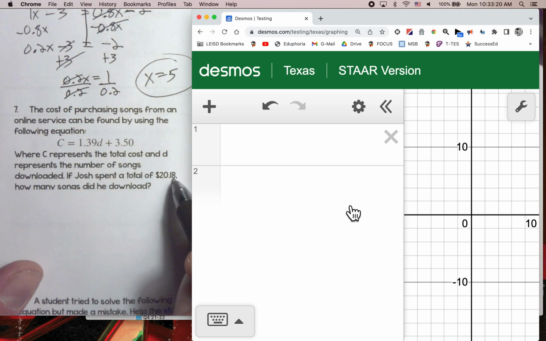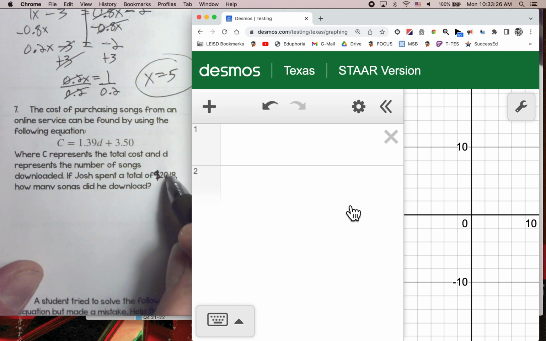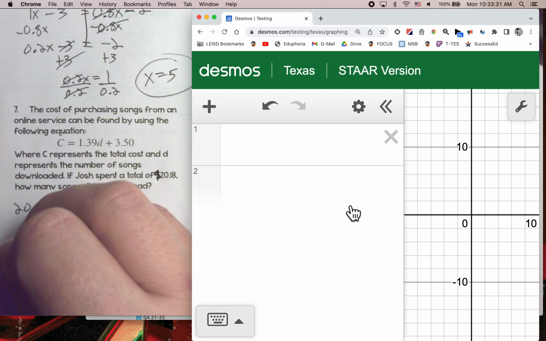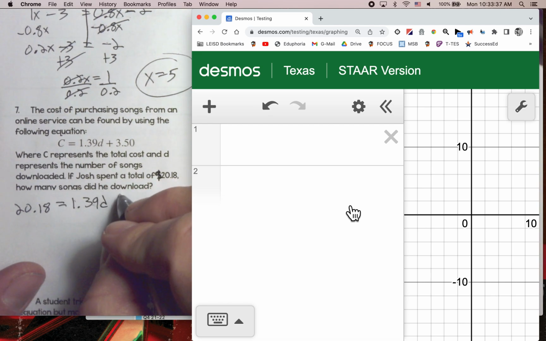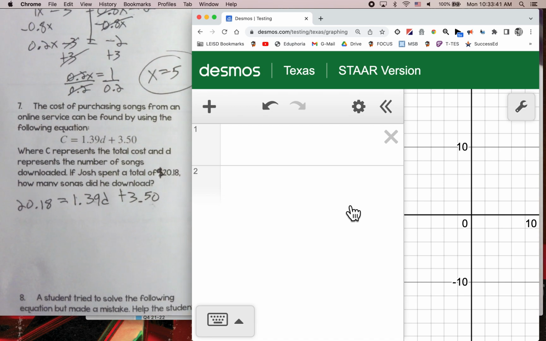In front of it is this symbol, the money sign. So the money goes where the money goes, the C. So I'm going to replace the C with 20.18. And then I'm going to rewrite it. 1.39D for download plus 3.50. And now we can just solve this thing, okay?